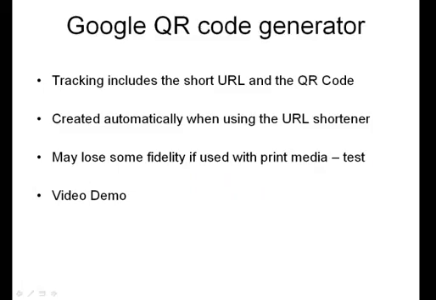So, Google's QR code generator. Within that, tracking includes the short URL and the QR code. Once you create a short URL, a QR code is automatically generated, and the tracking is not separated between the QR code and the short URL. Each time either one of those is used, it's combined in a single line item, so it's incremented as one. And again, I'll demonstrate that in a minute. They're created automatically, as I already mentioned.